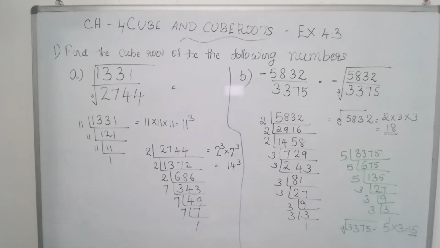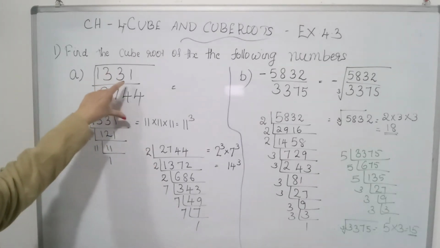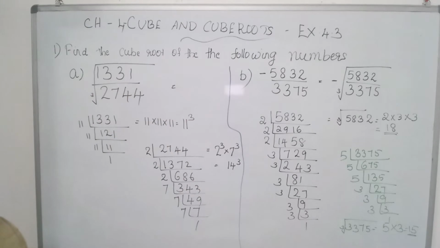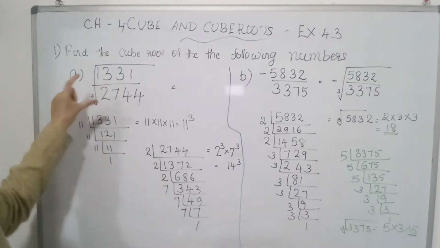Today we are going to discuss some questions from your chapter Cube and Cube Roots, exercise 4.3. The textbook is Maths by Pearson. Our first question is, find the cube root of the following numbers. Here we have been given a fraction, or rational number. You have to find out the cube root of this.